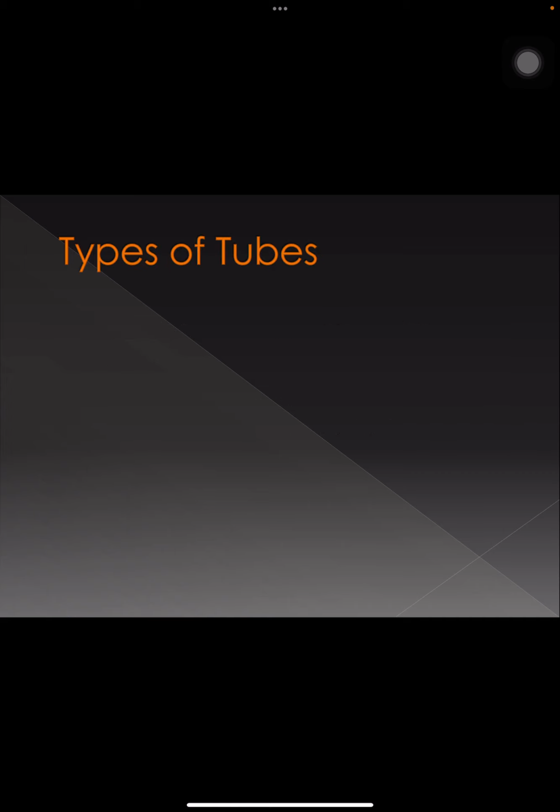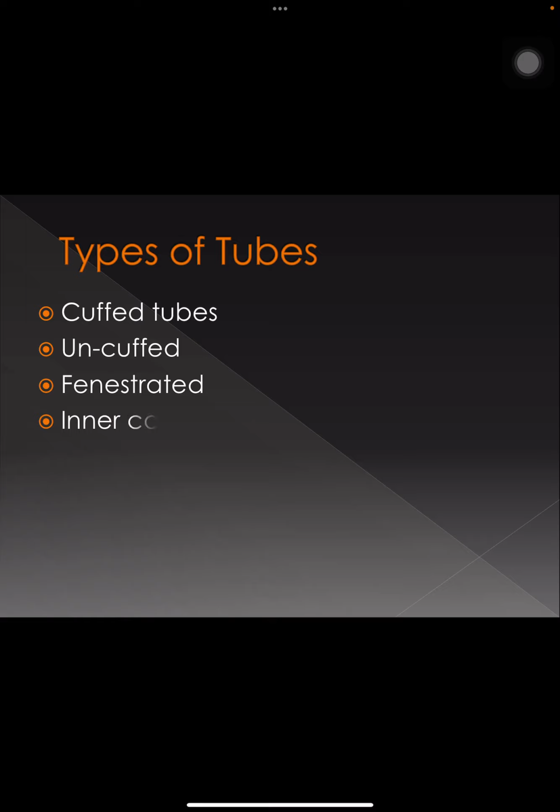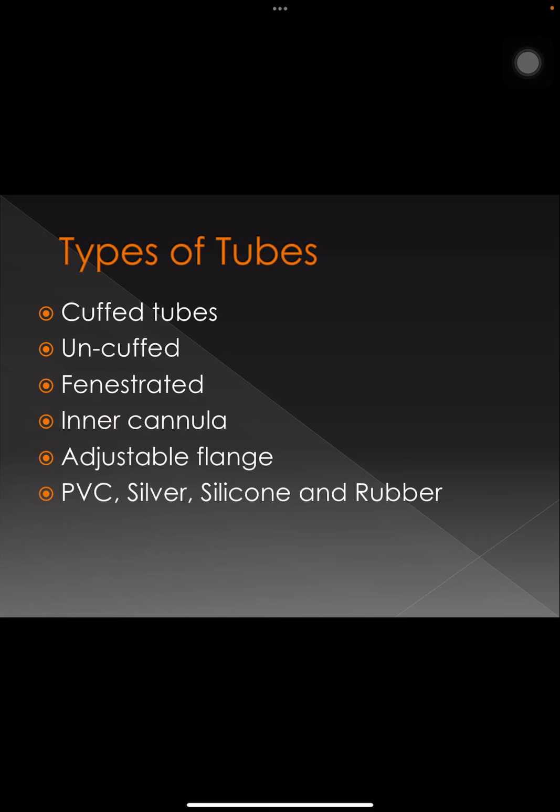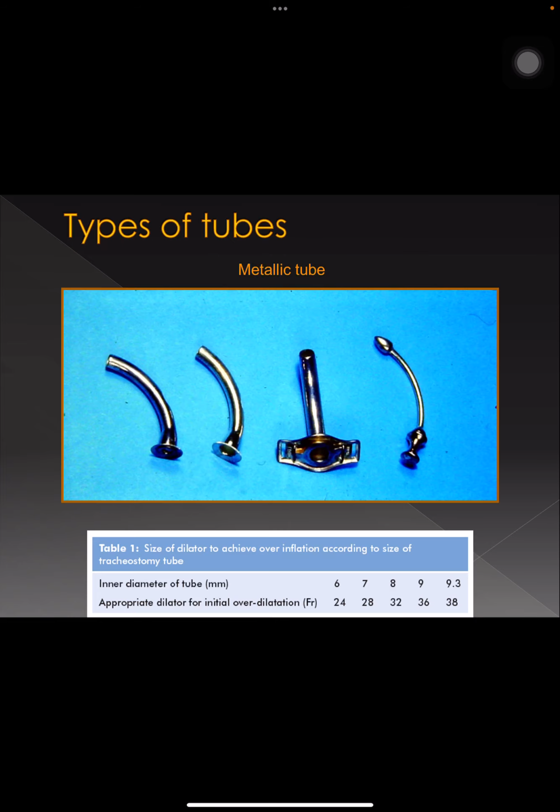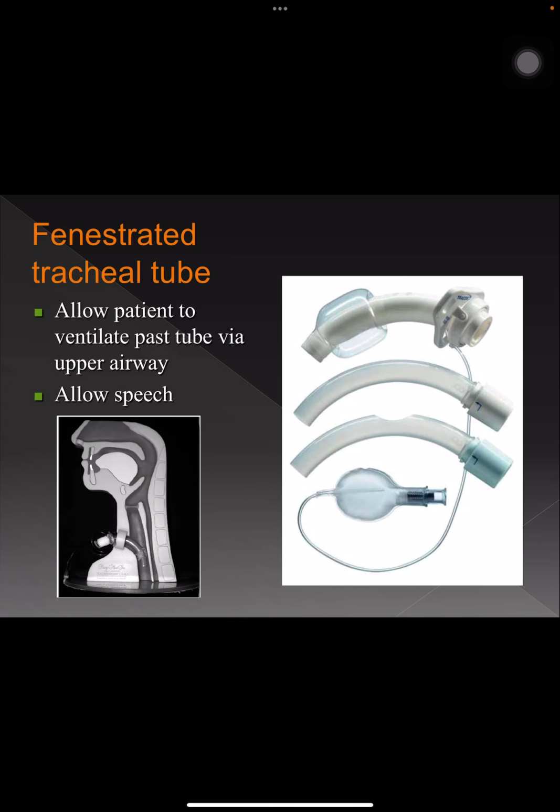I mean the types of tubes. The types of tubes are cuffed tubes, uncuffed tubes, fenestrated tubes, inner cannula, adjustable flange, PVC, silver, silicone and rubber tubes, and many tracheostomies. This is the metallic tubes coming in different diameters.